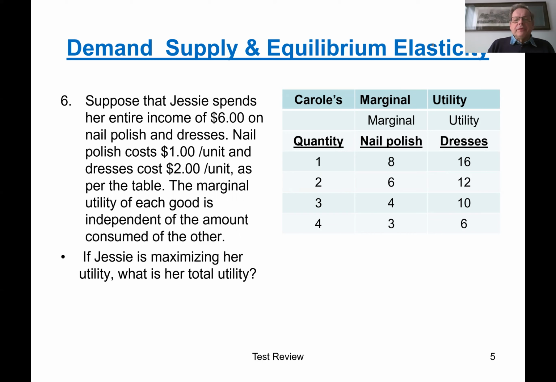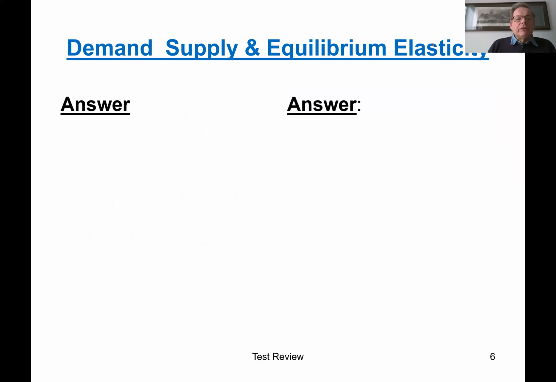To answer this particular question, I have decided to use the formula to work my way through it. You will recall that the formula states that the marginal utility of the last nail polish consumed divided by its price must be equal to the marginal utility of the last dress consumed divided by its price. Figure out a logical method of going through the data, so pick and choose an approach.